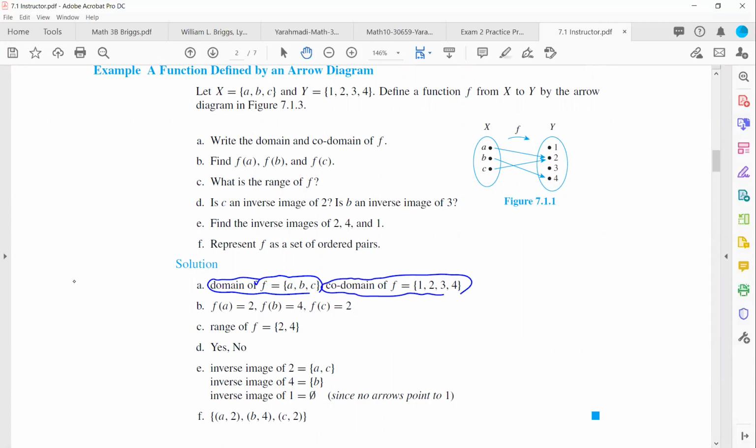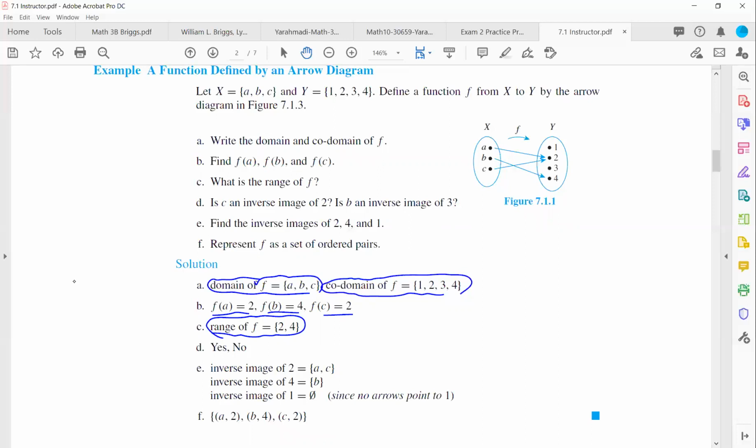The range of the function is just 2 and 4. B, find f of a, f of b, and f of c. As you can see, f maps a to 2, so f of a is equal to 2. b is mapped to 4, so f of b is equal to 4. c is mapped to 2, so f of c is equal to 2. C, what's the range of the function? The range of the function includes 2 and 4. So the range of f is the set including 2 and 4.